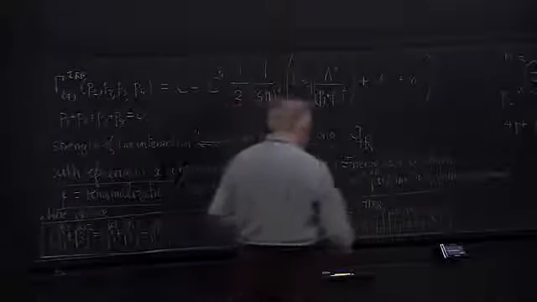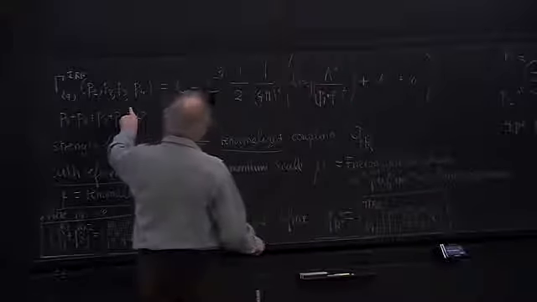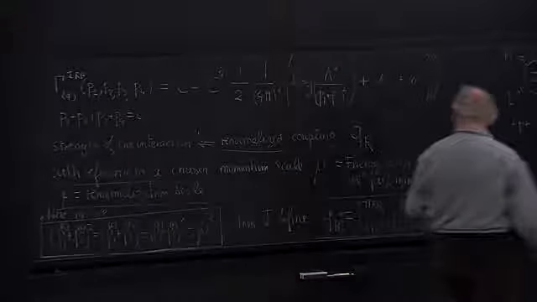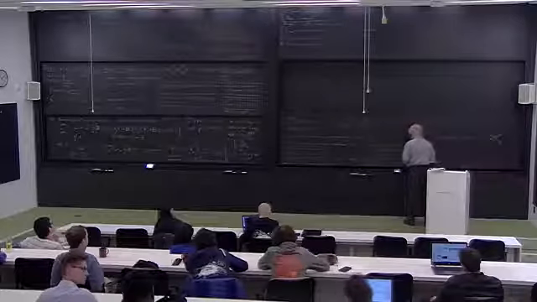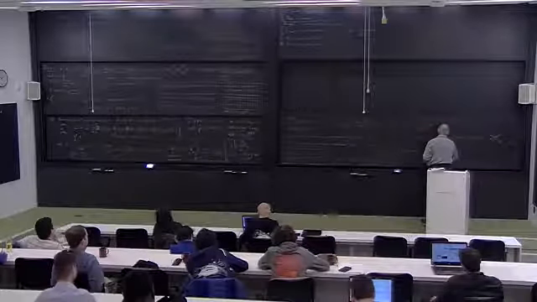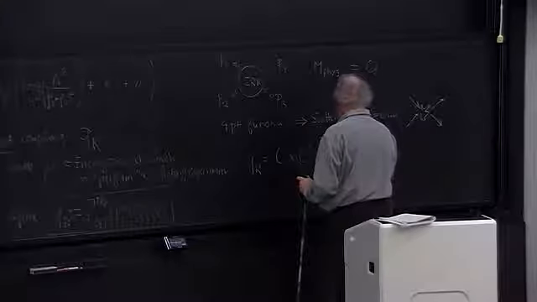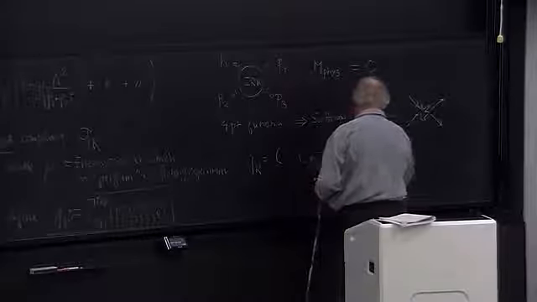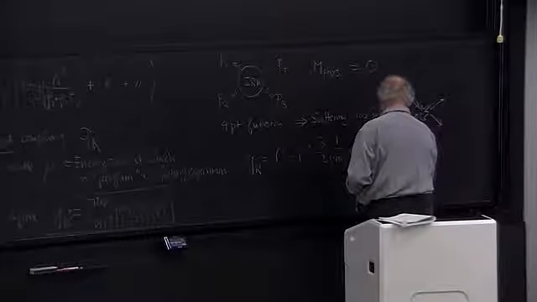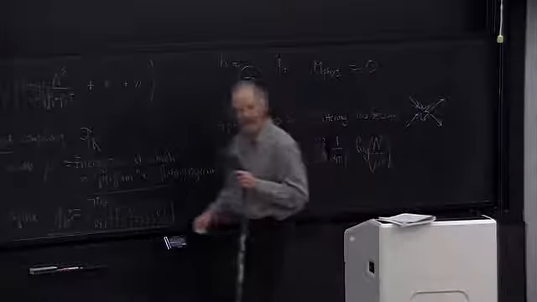And with this choice and this formula, of course, what we get is that g_R, g_R is c minus c squared, 3/2, 1/4 pi squared, log of lambda squared divided by mu squared. Okay?